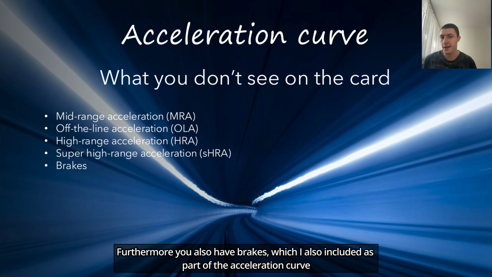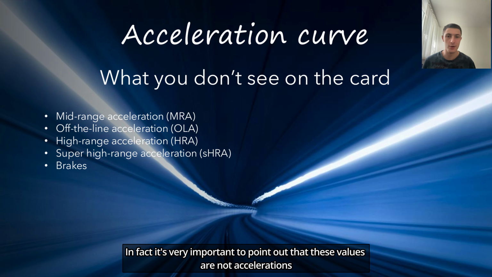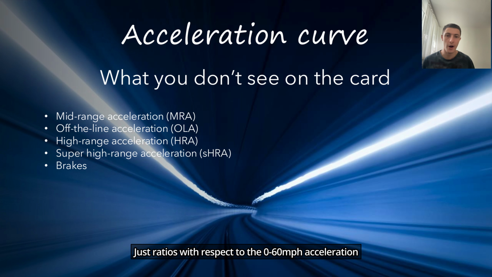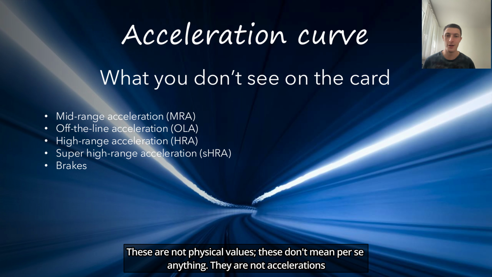Furthermore, you also have brakes, which I also included as part of the acceleration curve, although brakes aren't an acceleration, nor are the values that I just mentioned. In fact, it's very important to point out that these values are not accelerations, just ratios with respect to the 0 to 60 acceleration. I always write this in TDO. I always tell this, that these are not physical values. They don't mean anything per se.